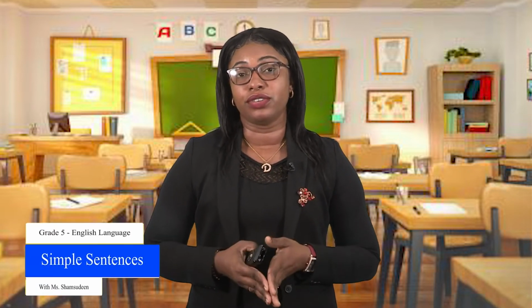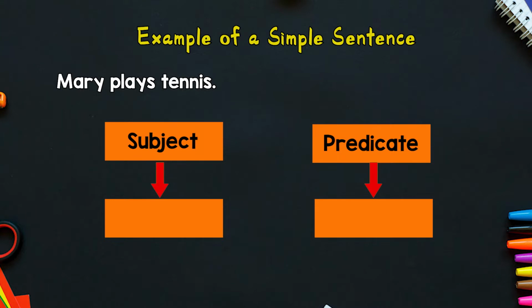So look at this very short sentence I have. Mary plays tennis. Now, how do we identify the subject in that sentence? The subject is the person or thing which the sentence is based upon. So in this sentence, we are talking about Mary. So Mary is the subject. In this sentence, we have one subject, and the predicate gives information about the subject.